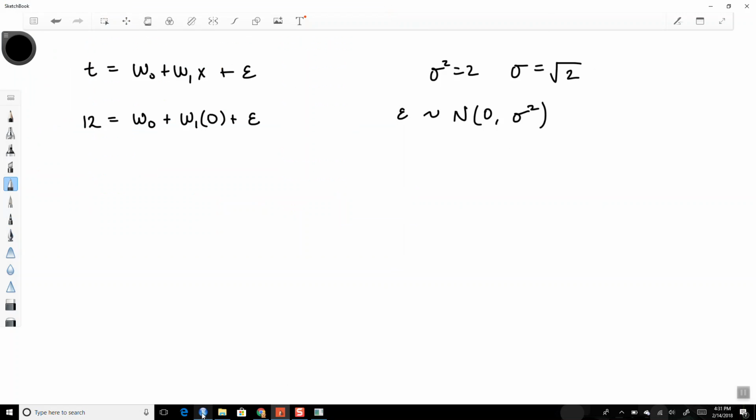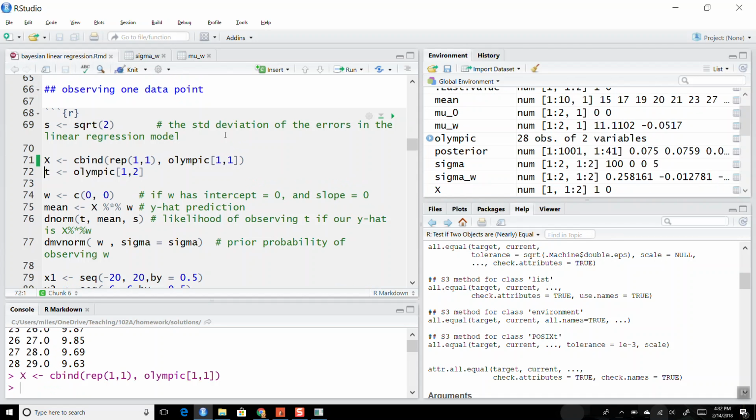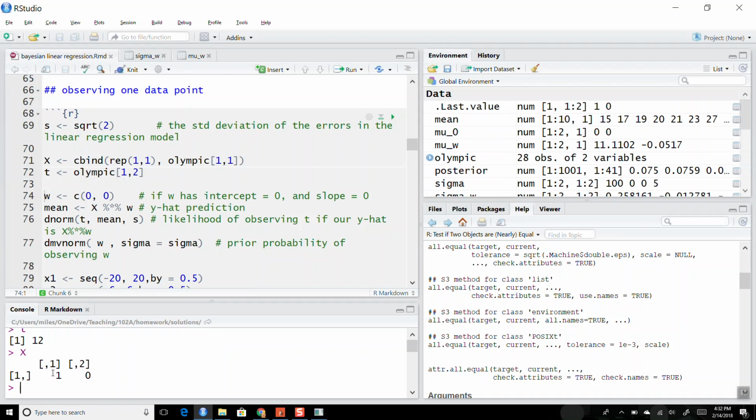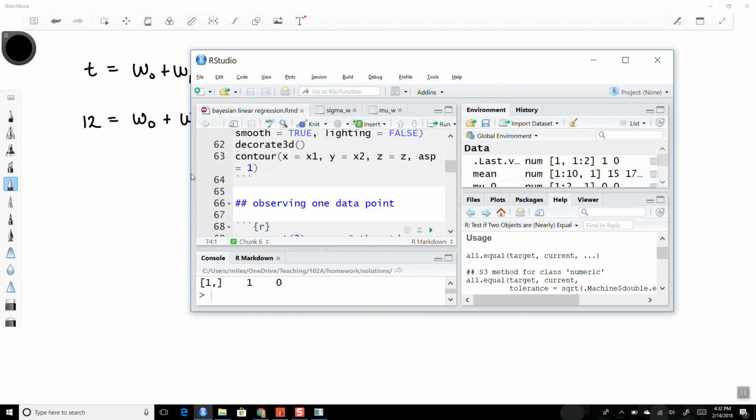So we throw that in there. We say s is the square root of 2, and then I'm going to create a basic x and t matrix. t is just the value 12. And x is, taking the intercept term because you have a column of 1s and then your actual x value, so I've got 1 and 0. Oh, I'm sorry, they're cut off on the screen.